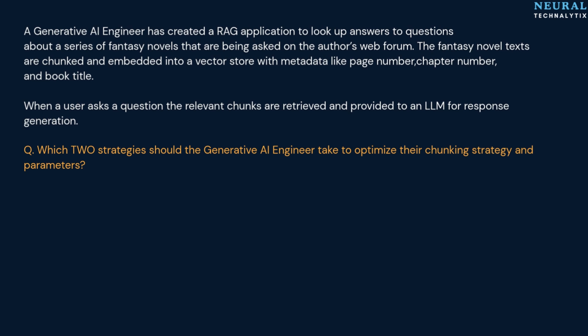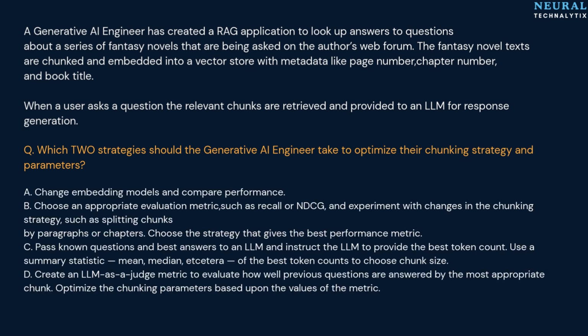Let's look at the options. Option A, change embedding models and compare performance. Option B, choose an appropriate evaluation metric, such as Recall or NDCG, and experiment with changes in the chunking strategy, such as splitting chunks by paragraphs or chapters. Choose the strategy that gives the best performance metric.